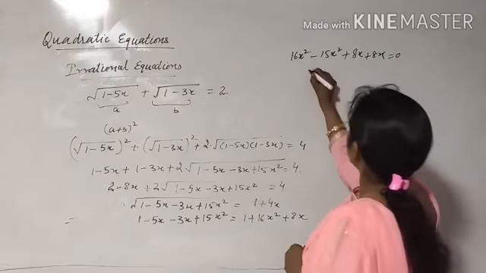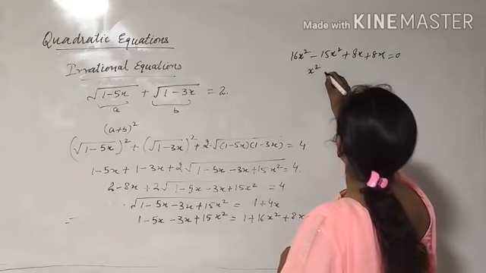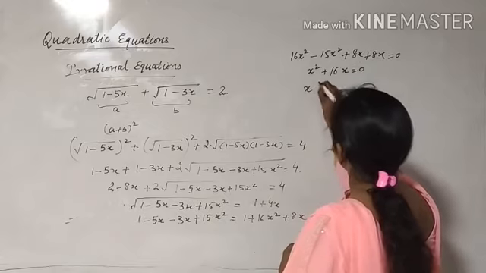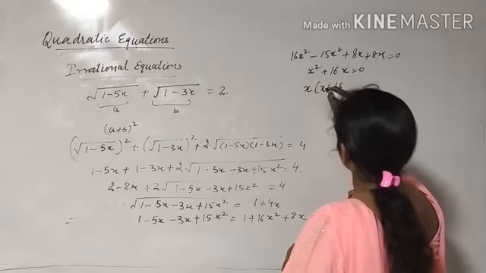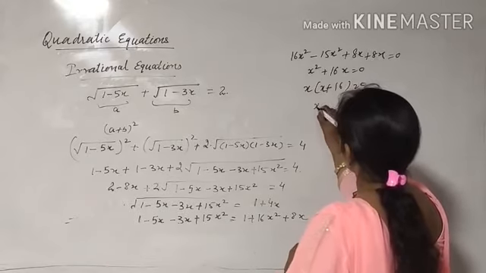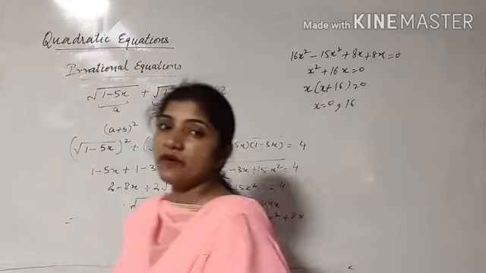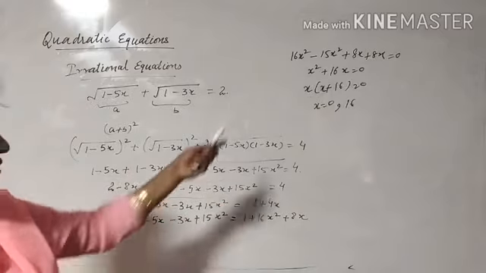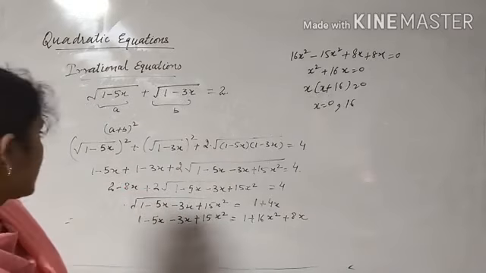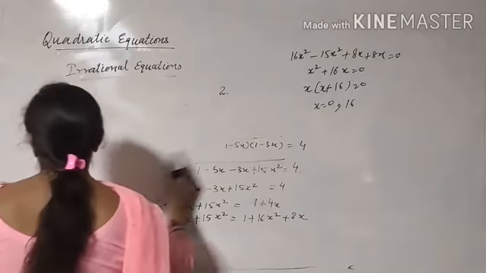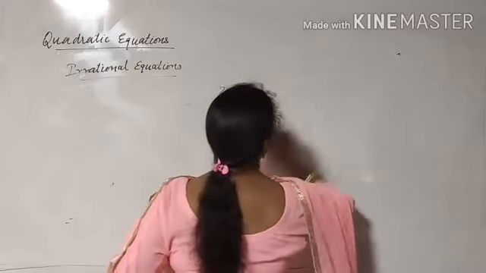So we get x square plus 16x is 0, and we get x into x plus 16 is equal to 0. We get x is equal to 0, 16. So this type of equations can be solved with this method. Let's do one more example of the same type, irrational equations.